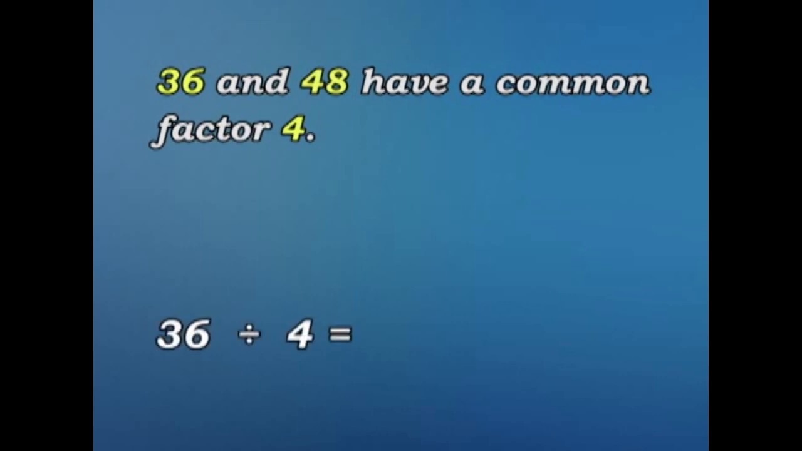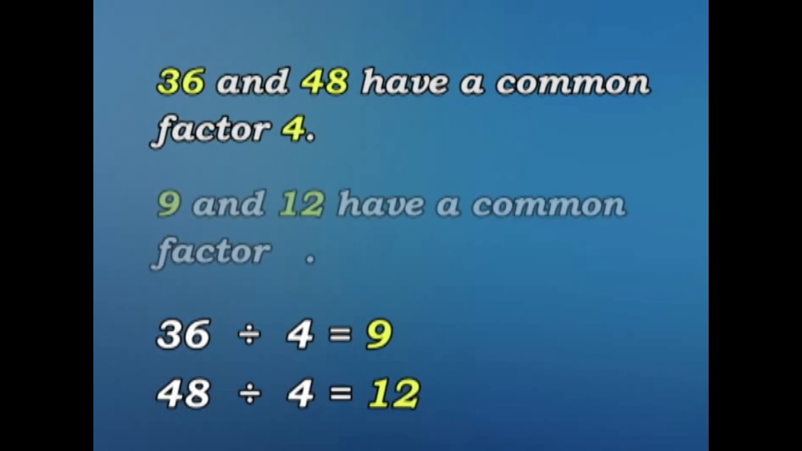Try it and see. 36 divided by 4. What's the answer? How many 4s make 36? 9. 9 4s are 36. 48 divided by 4. How many 4s make 48? Do you know? 12. 12 4s, 48. So we have 9 and 12.